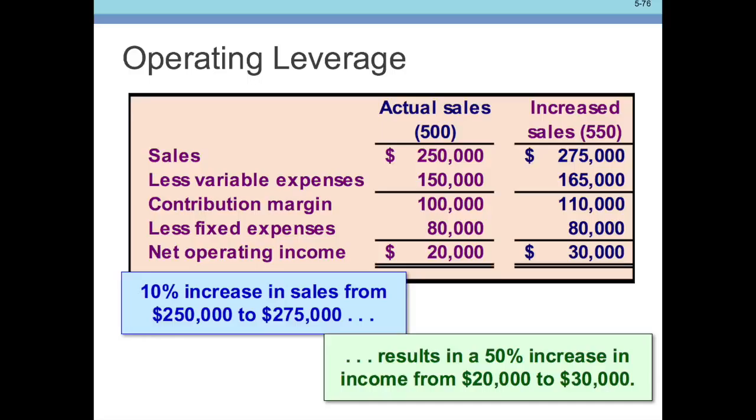So we want to look for the verification here. We have operating leverage. The actual sales are 250. If we increase the sales 10% to 275, we increase the variable expenses accordingly to the larger volume, subtract for the contribution margin, subtract our fixed expenses. Our operating income goes from 20 to 30, and our sales only went up from 250 to 275. So a 10% sales increase from 250 to 275 took net income, or profits, up from 20,000 to 30,000. That's a 50% increase in profits.